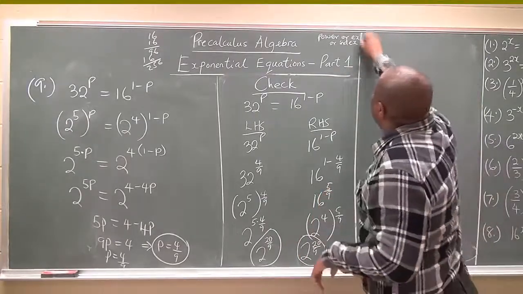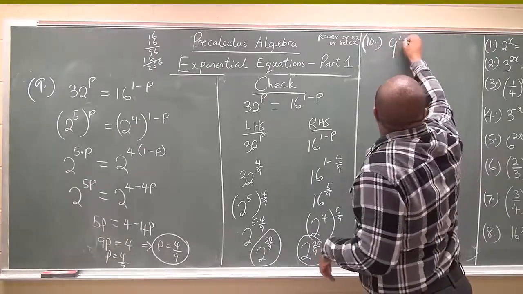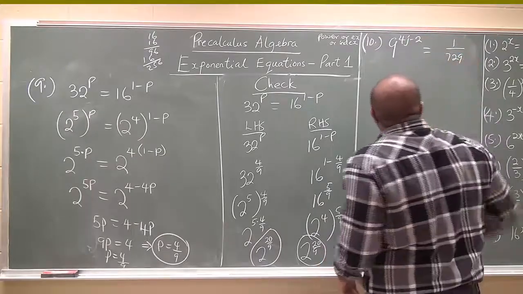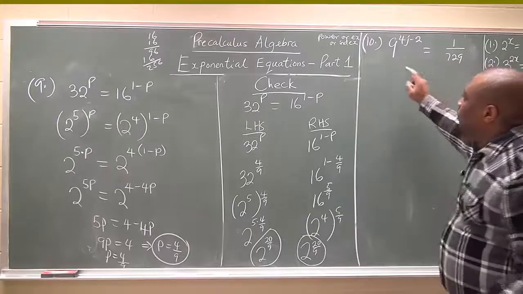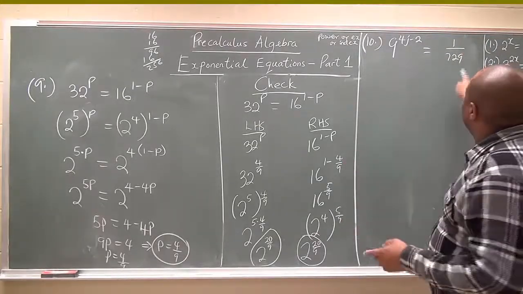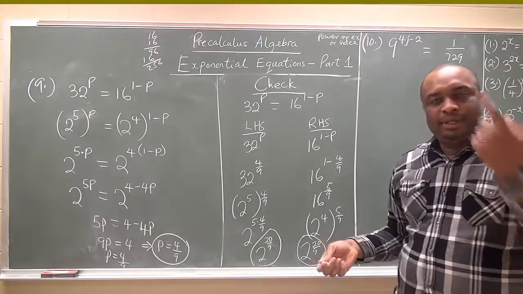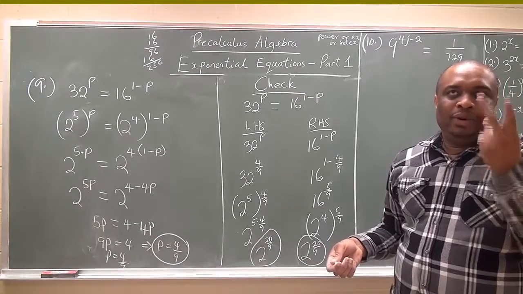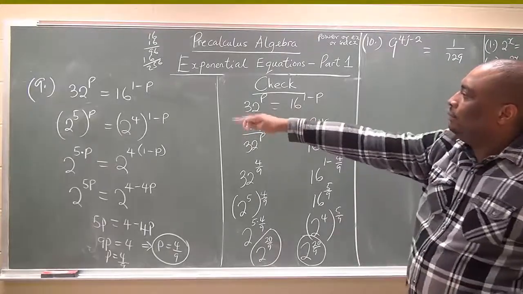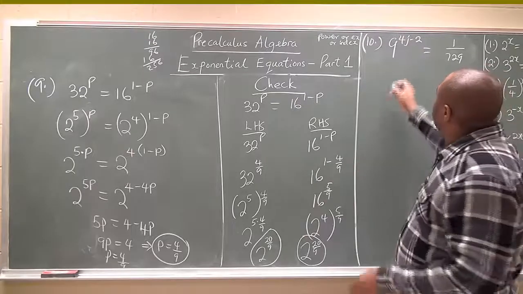Okay, question 10. 9 exponent 4j minus 2 equal to 1 over 729. So now we just have to do what we've been doing. Now we see that we can express this 729 in terms of 9, because 9 times 9 is 81, and 81 times 9 is 729. So that case is not like question 9 or question 8 that we did. Here we can express it directly. So what do we do first?